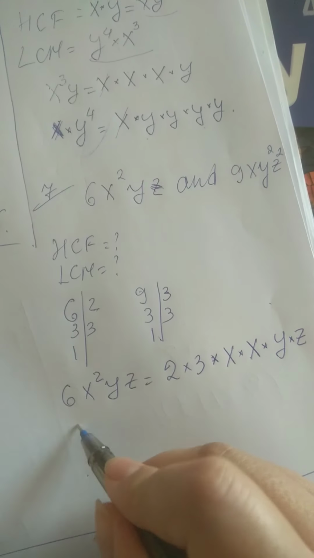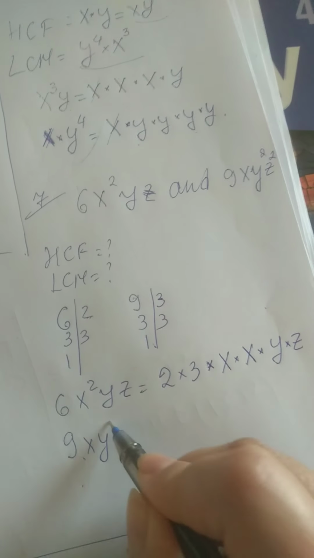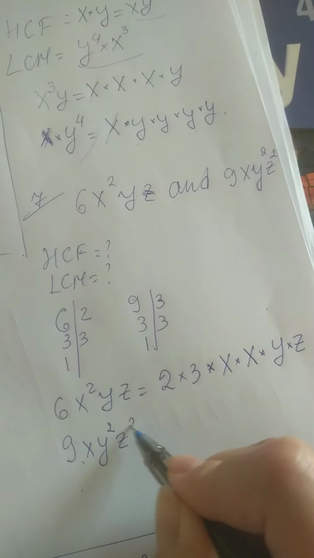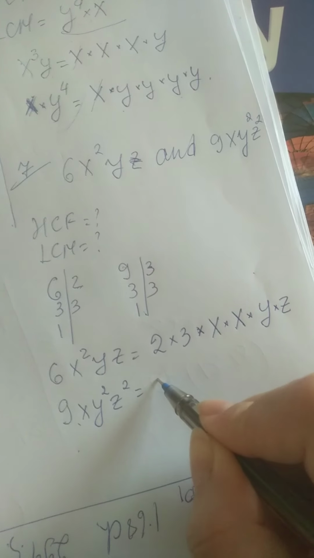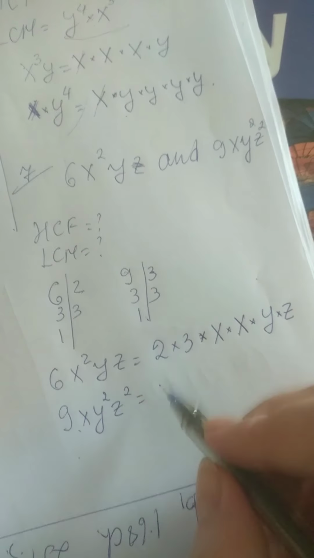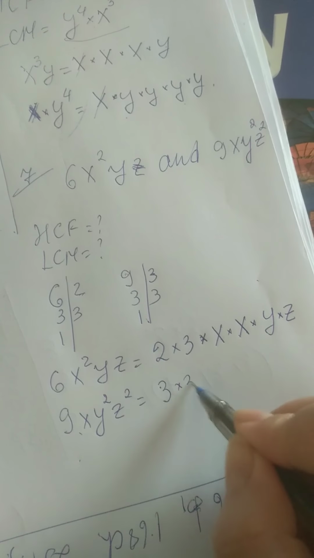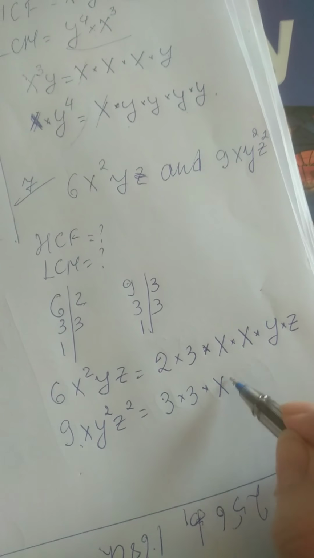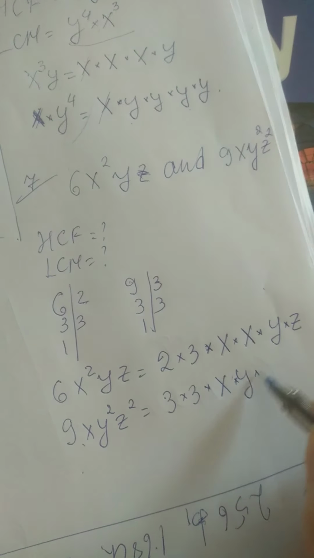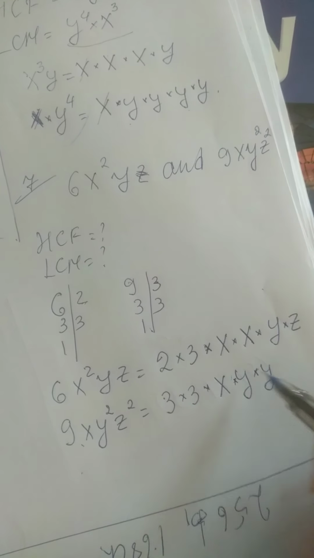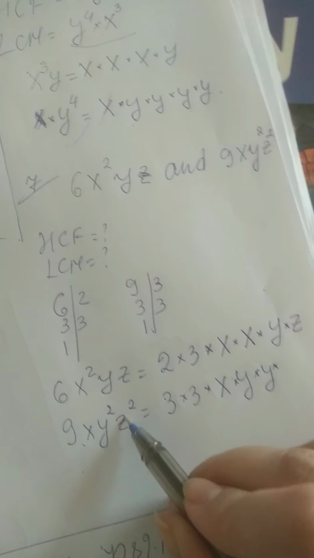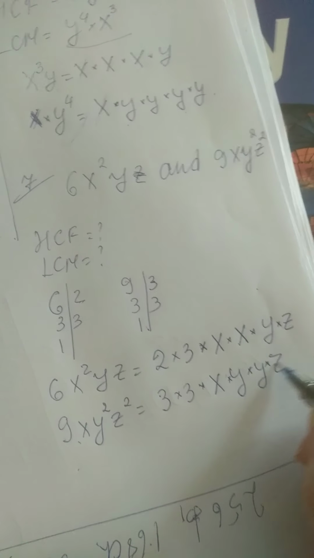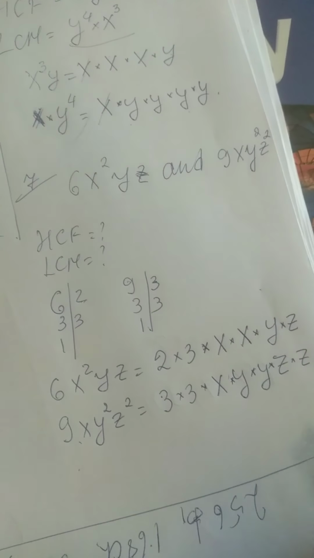What about 9x y squared z squared? Which one is? 9 is what? With the prime numbers, it's 3 times 3 times x again, times we have 2y, which one is y times y. Then multiply by, we have 2z here, z times z.